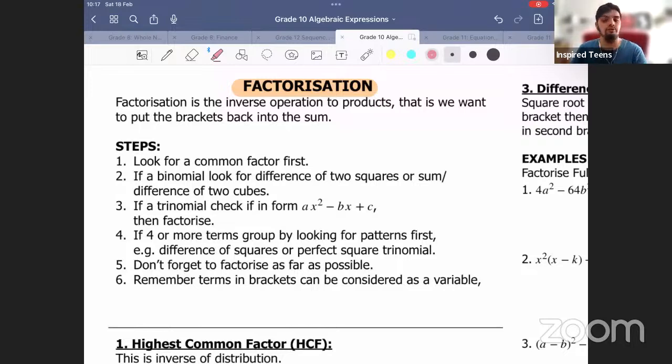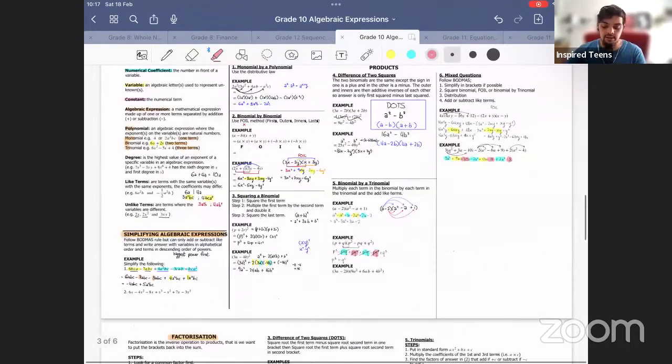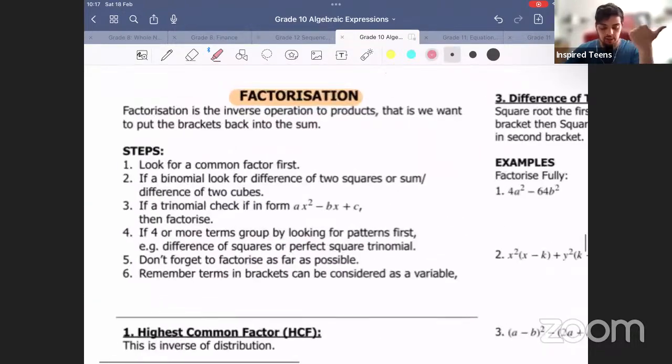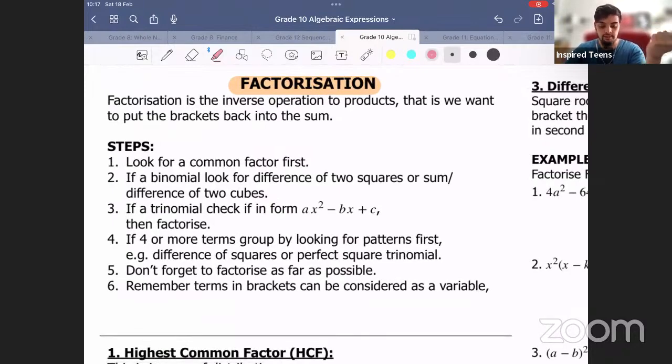They say first look for a common factor. That's important. If it's a binomial, look for a difference of two squares or a sum/difference of two cubes, which we're going to learn now. If it's a trinomial, check if it's in that form and factorize, using trinomial factorization. If there are four or more terms, group. We can learn grouping by looking for patterns first, for example, difference of squares and perfect square trinomials. Don't forget to factorize as far as possible.